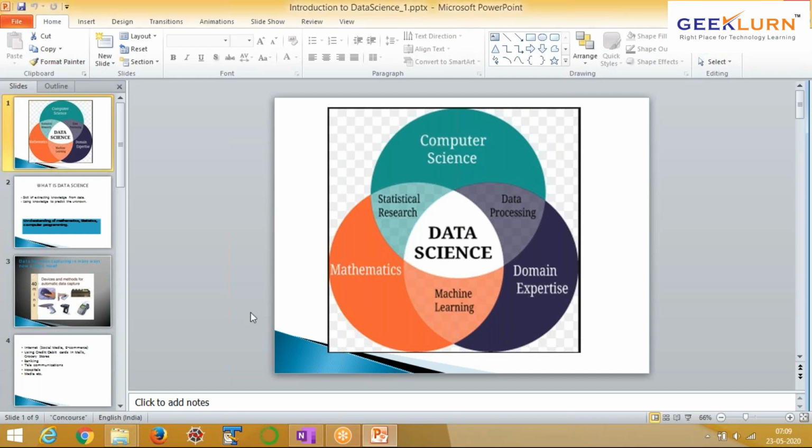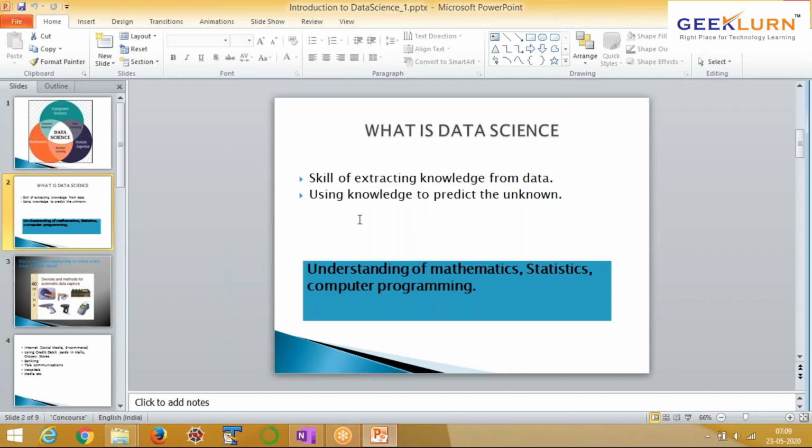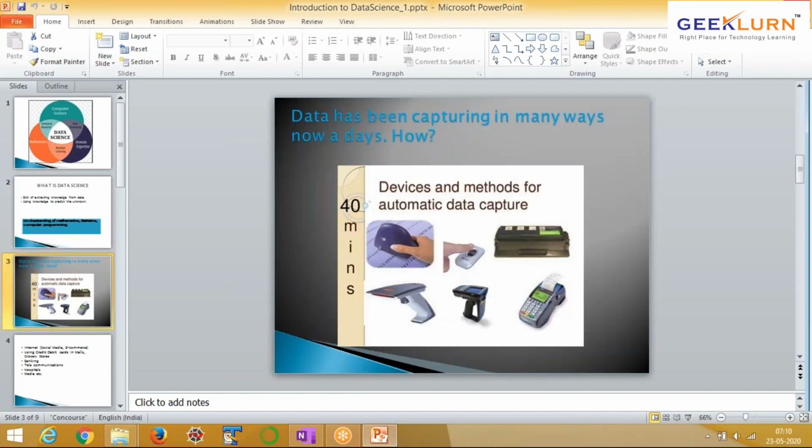And yeah, so what is data science? A skill of extracting knowledge from the data and using that knowledge to predict the unknown. This is what I said yesterday, to predict the unknown cases from the previous knowledge. That means from the past history, from the past data, how you make use of it and how you predict the future. That's the meaning. Understanding maths and computer science is common, and there are different ways of data collection happening.